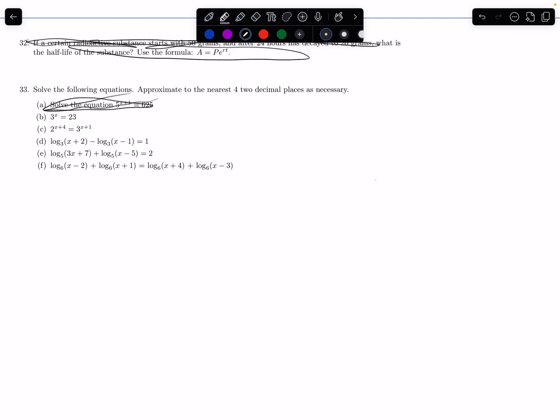Okay, that was A. Letter B now. 3 to the x is equal to 23. This is a case where 23 is definitely not a power of 3.